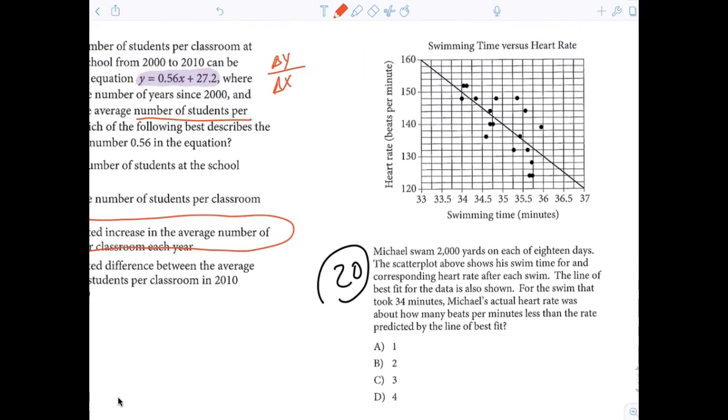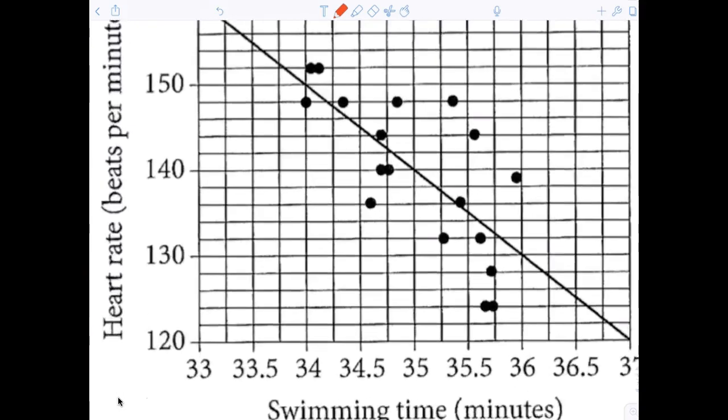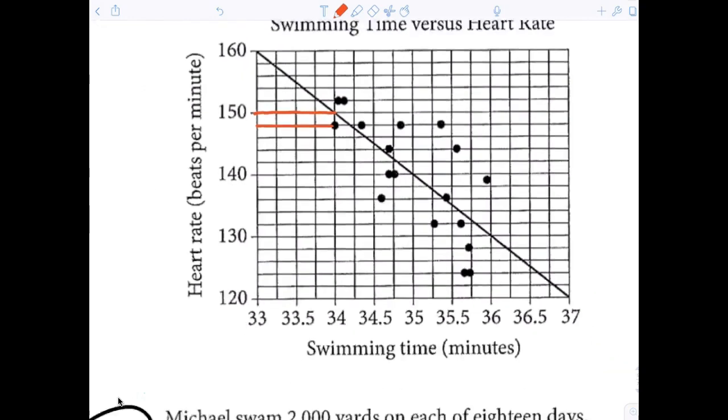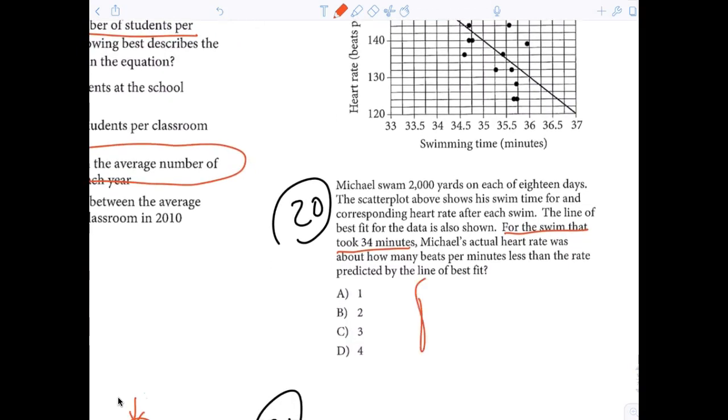All right. It says, so now this one's not bad. For the swim that took 34 minutes, so I'm trying to find 34 minutes, correct? So this to me looks like 34 minutes. That's the actual, and this is the what? Estimate. Does everybody agree with that? I didn't think that was that hard. So counting by twos, right? 42, 44, 46, 48. I think the answer is B. Right?